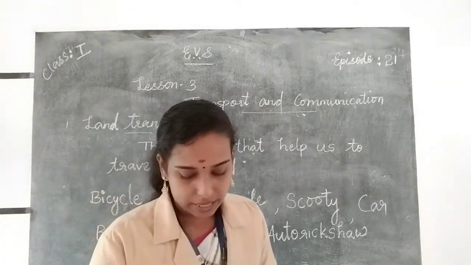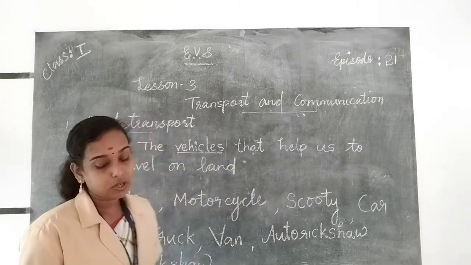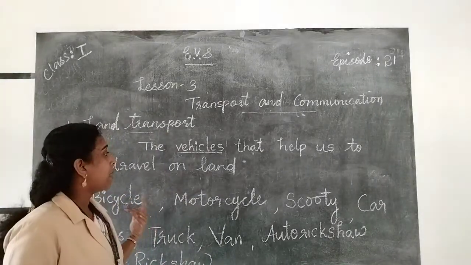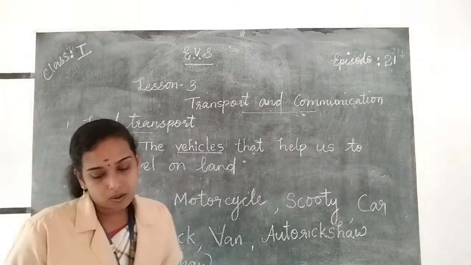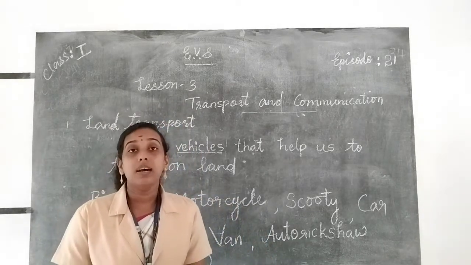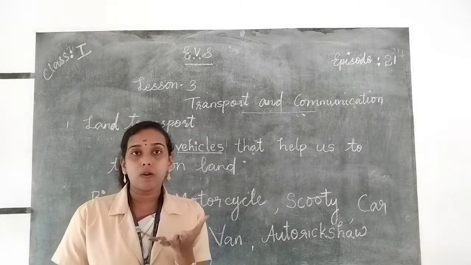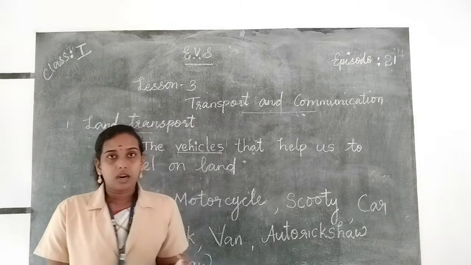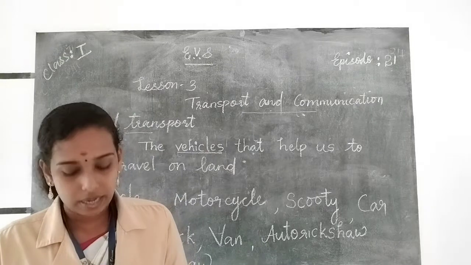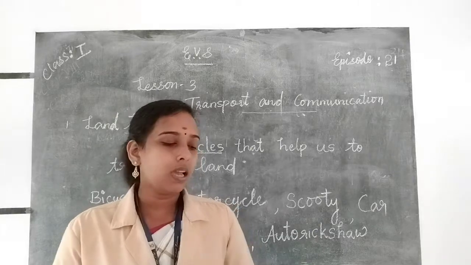Okay, so take your textbook. Another means of land transport are trains, metro trains, etc. They are also land transport. They also help us to travel on land. The train and metro trains run on special tracks called rails. So what do you mean by rails? The train, metro trains and monorails run on special tracks called rails. Okay, so take your textbook, page number 120.